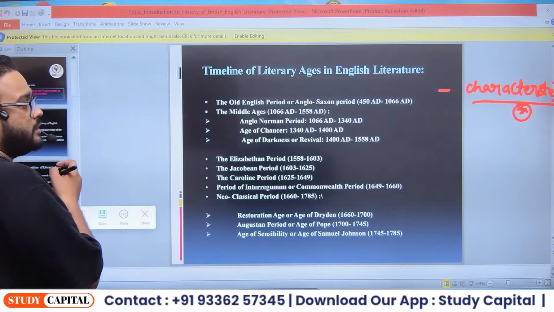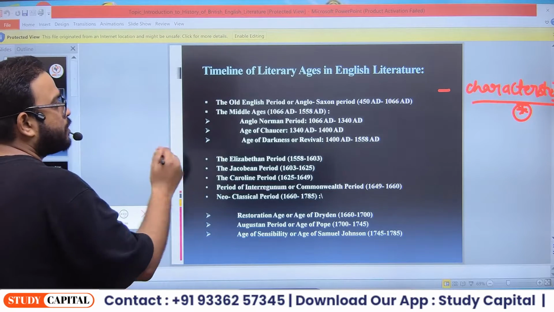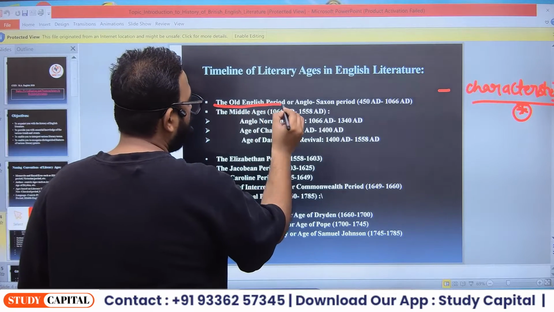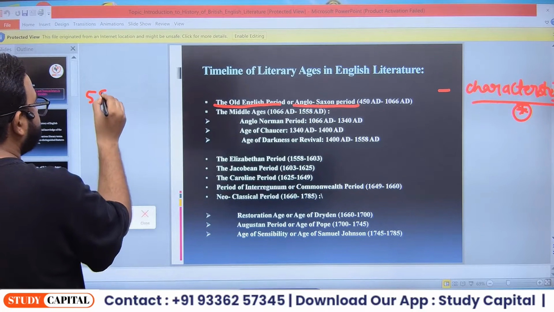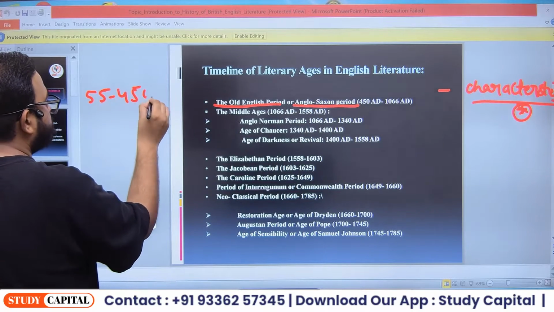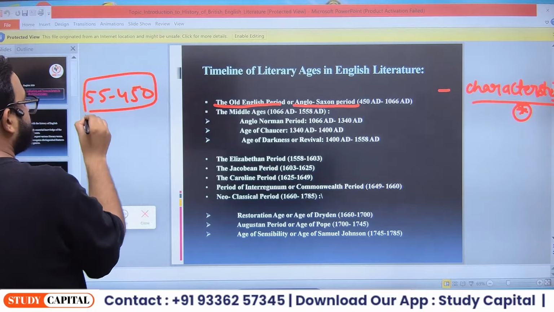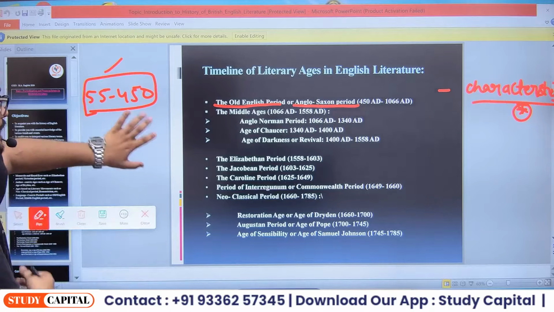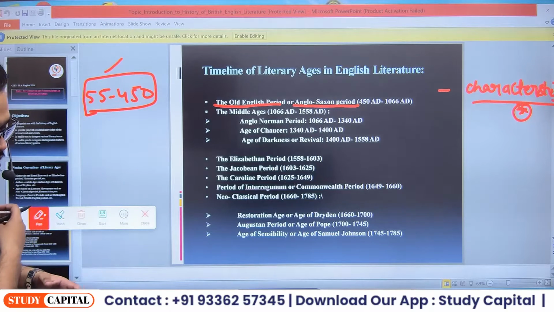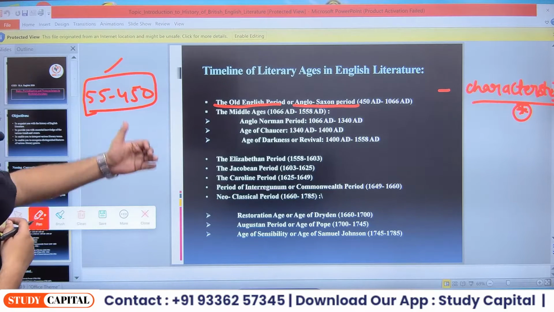But look at the title of the first age that we have: the Old English period or the Anglo-Saxon period. Forget about what happened between 55 BC to 450 AD. Obviously, this will help you understand British society in general, but that is the historical part that you'll understand when you read it in detail. Just look at the timeline.